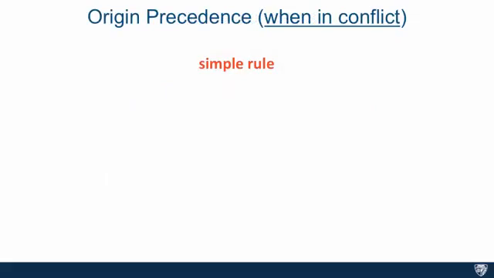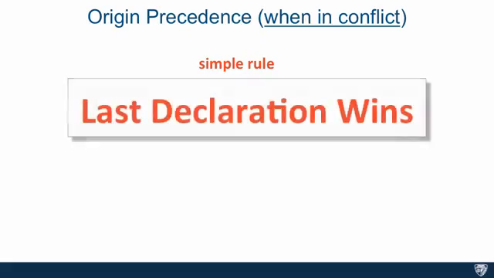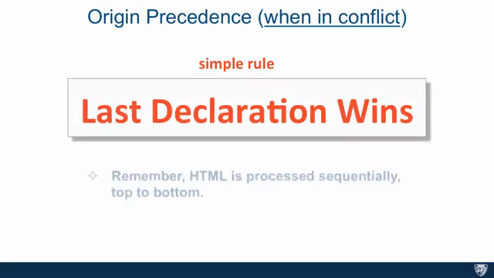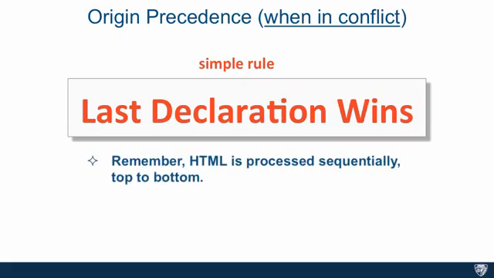When two declarations are in conflict, in other words, they specify the same property for the same target, the origin precedence rule kicks in. And it's a very simple rule: the last declaration wins. Now, when trying to figure out what the last declaration is, you have to remember that HTML is processed sequentially. That means top to bottom. So as you see the declarations happen, the lower on the page they are, the more precedence they have.